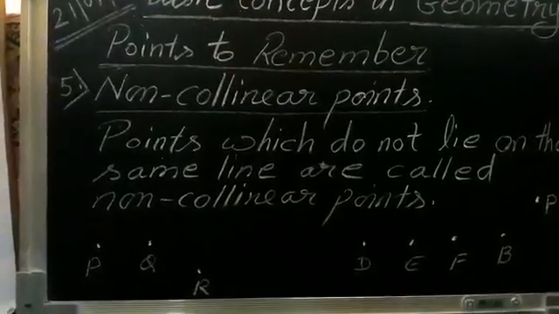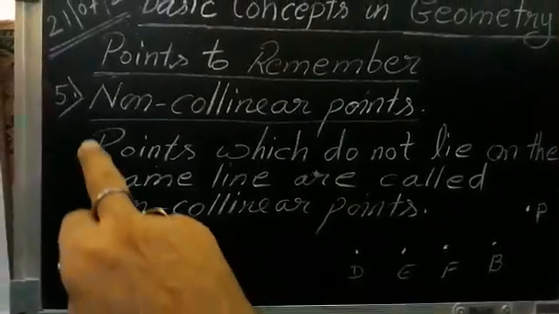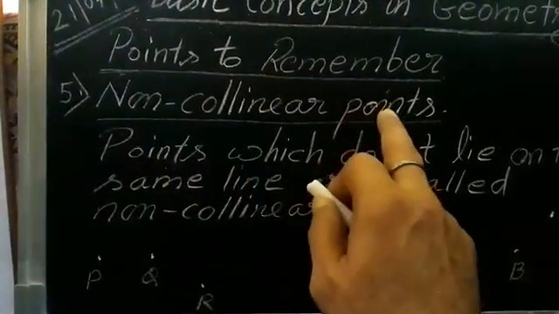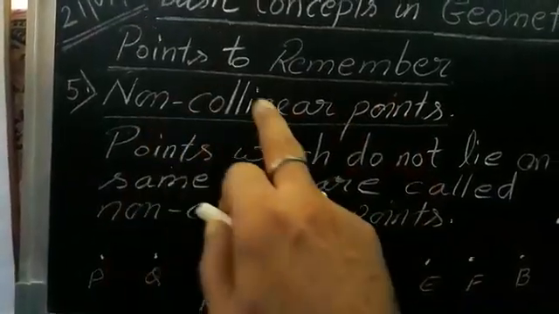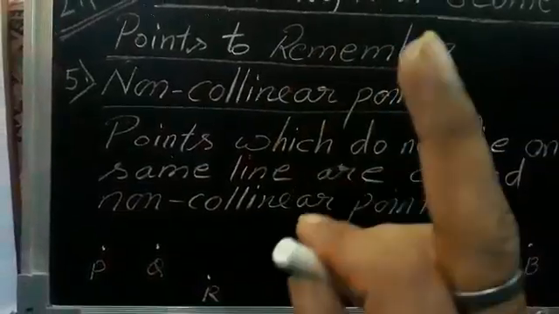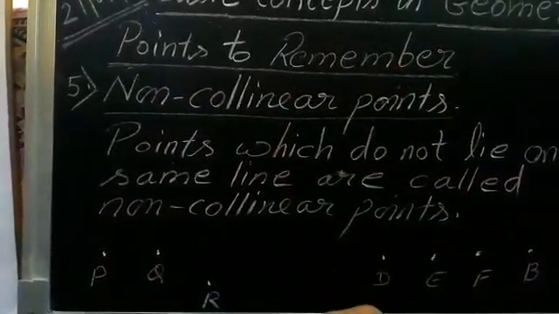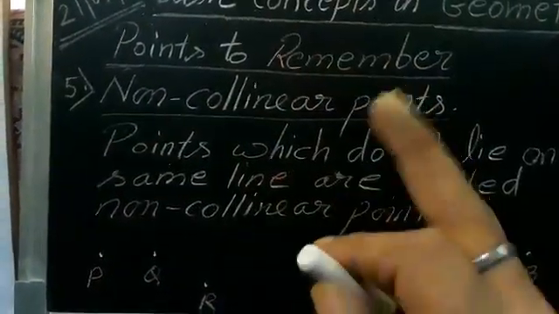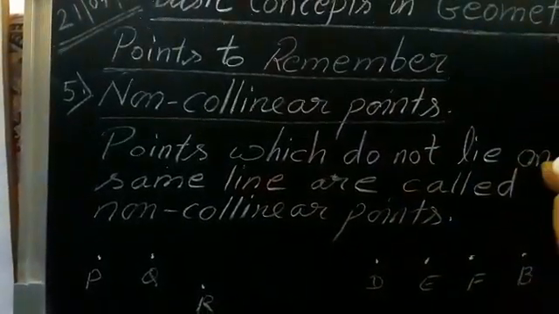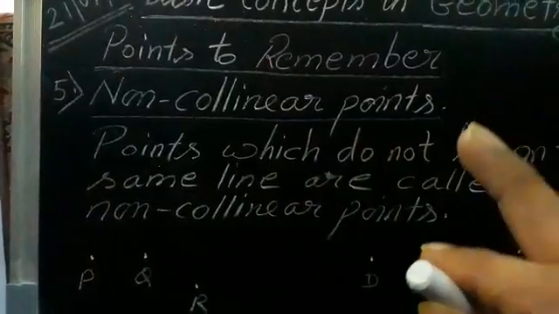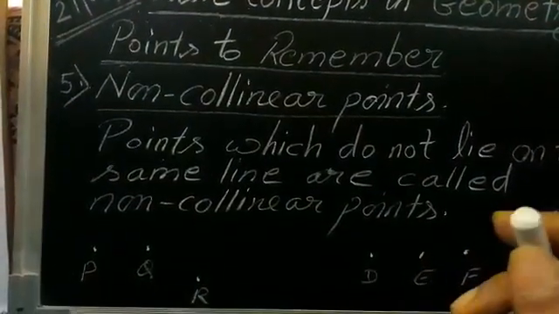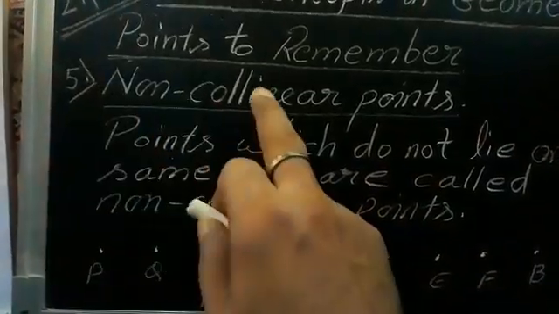Now children, see here, the fifth point is non-collinear points. Now what is non-collinear points? Before this you did collinear points, right? What was collinear points? Three or more points which were coming in a straight line, right? That was collinear points. Now here it is non-collinear points.